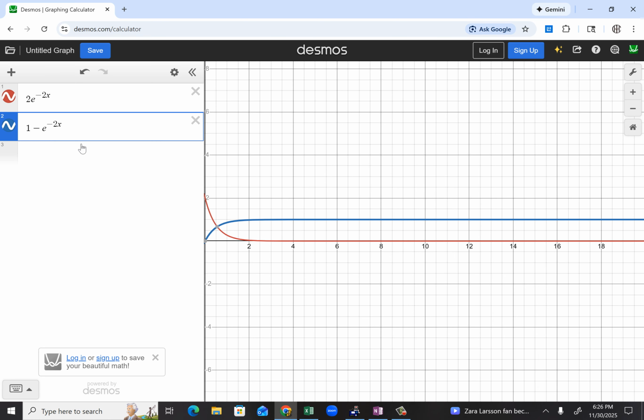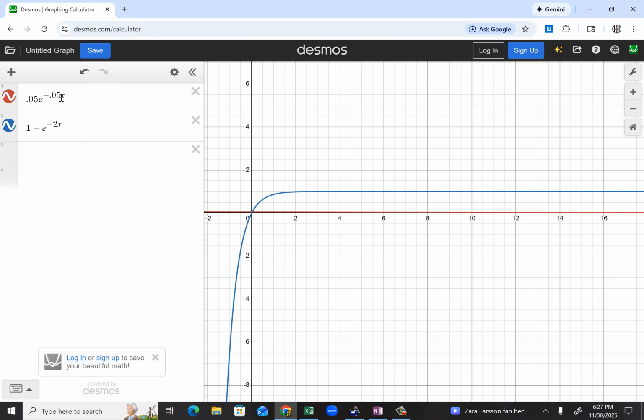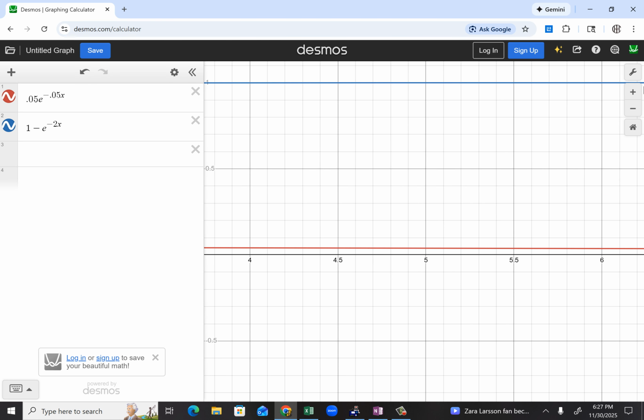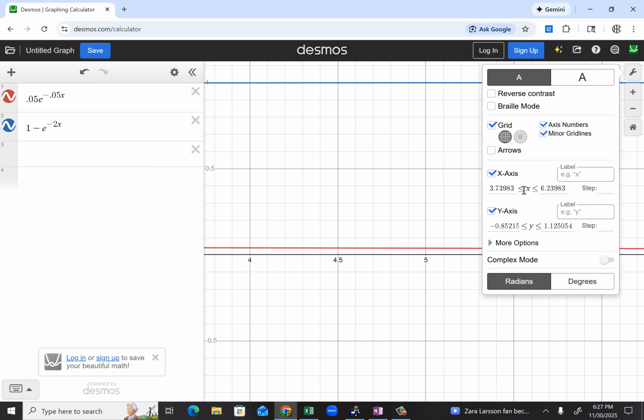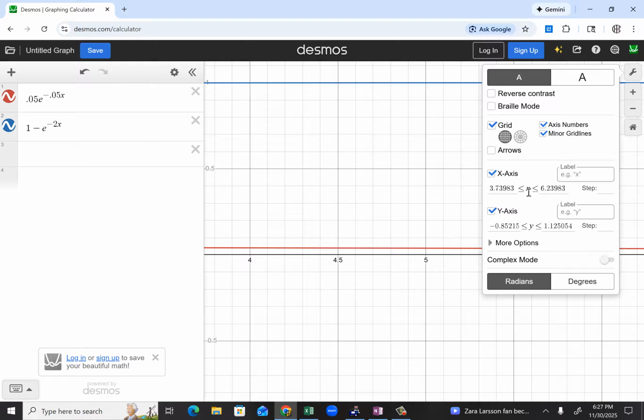Now, what would happen if this number was smaller? Good question. 0.05. Well, it would help if we had a deal there. Let me zoom in a little bit. Hang on. You can see it does. Well, let me change it out. Just a minute.